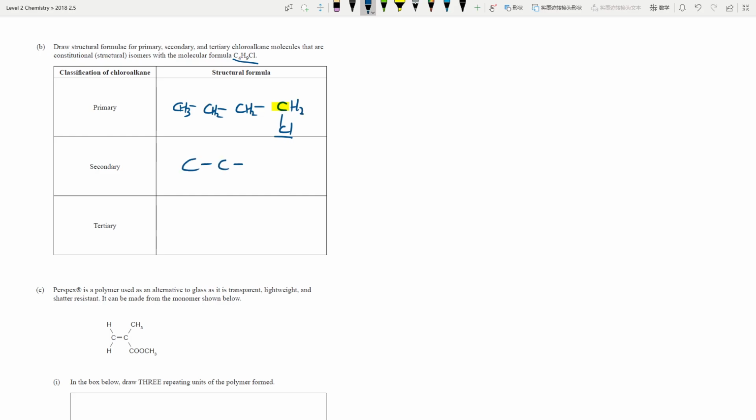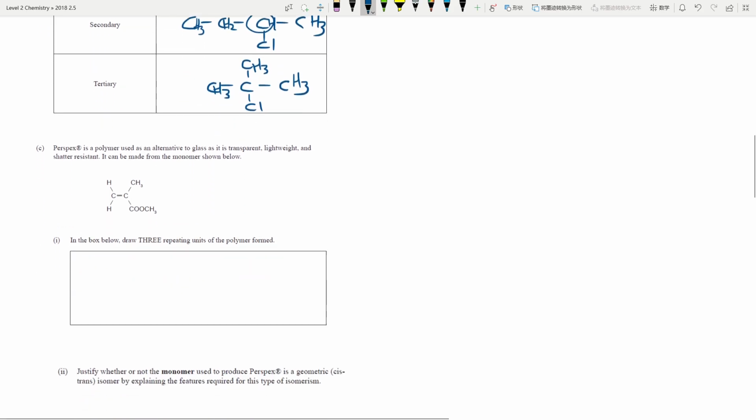So secondary just means you put the Cl bonded to a carbon which is bonded to 2 other carbons, and then put the H's in accordingly. Make sure every carbon has 4 bonds. Tertiary is when you have a Cl bonded to a carbon which is bonded to 3 carbons. So that's CH3, CH3, CH3. Every single carbon has 4 bonds. And we answered this question. Next one.